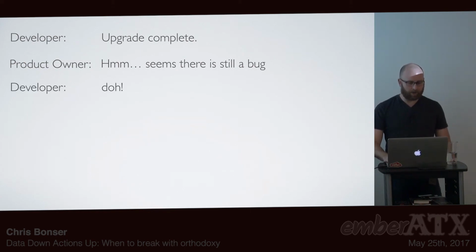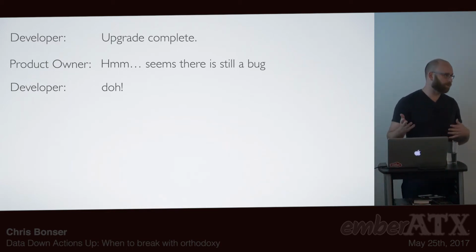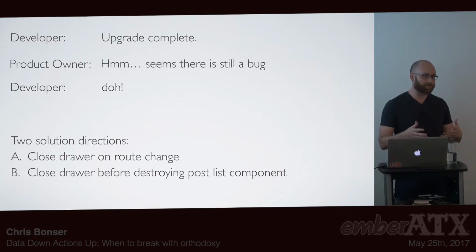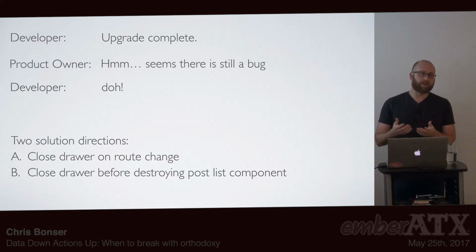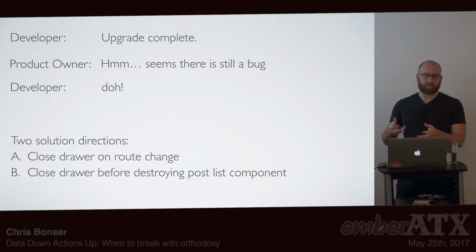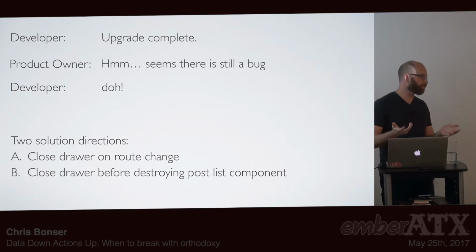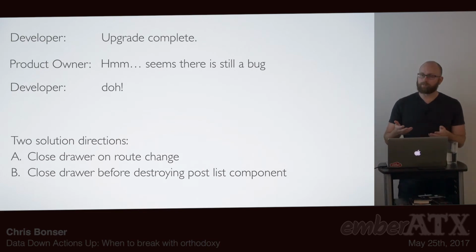How do we fix it? There's a couple of options. Option A is we could say, well, the problem is that the drawer doesn't close when the route changes, so let's close the drawer when the route changes. But there's another option where you say, well, really, if we take the list out of the DOM, we should close the drawer. So we could solve it either way. For the sake of this talk, we're going to go with option B, where we close the drawer before destroying the post list component.